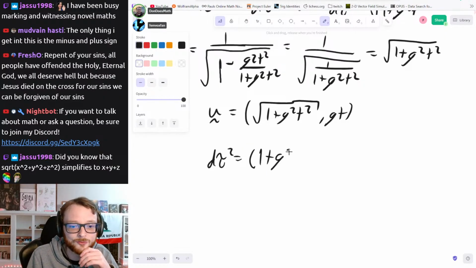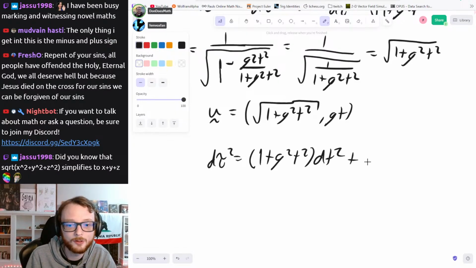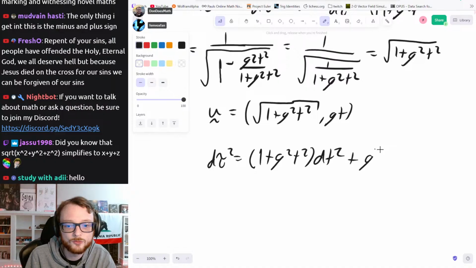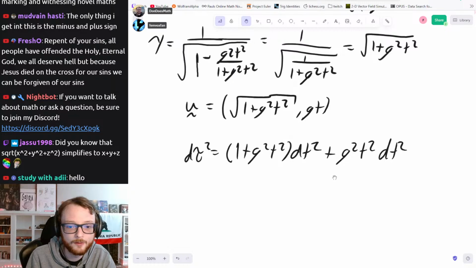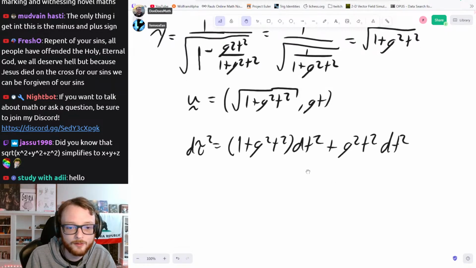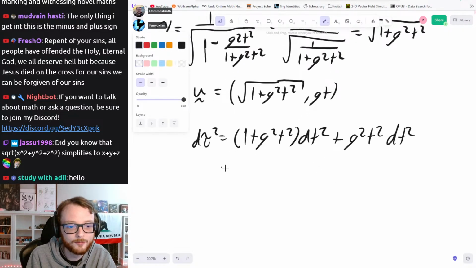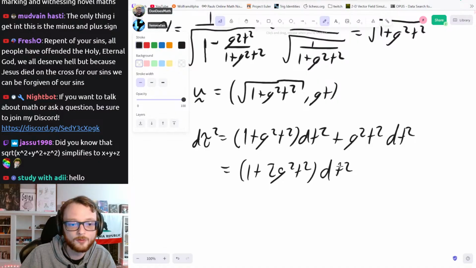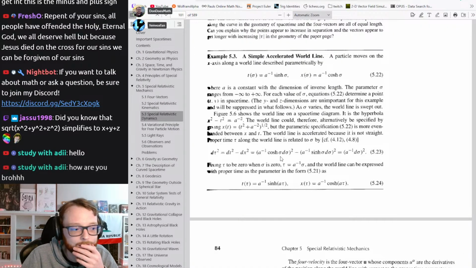1 plus g squared t squared dt squared plus g squared t squared dt squared. G squared t squared dt squared. What do we do with that?